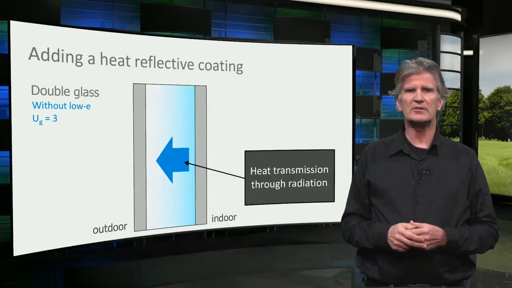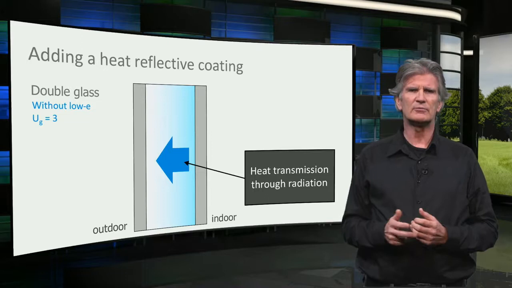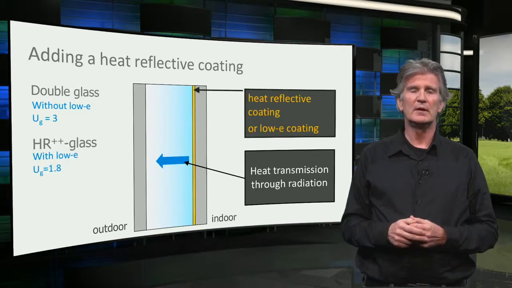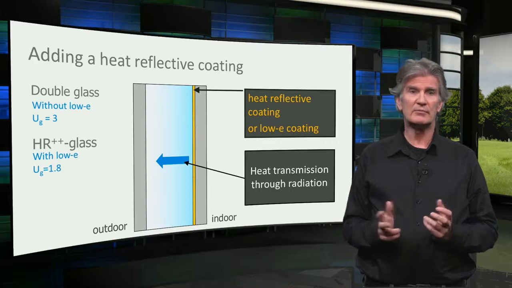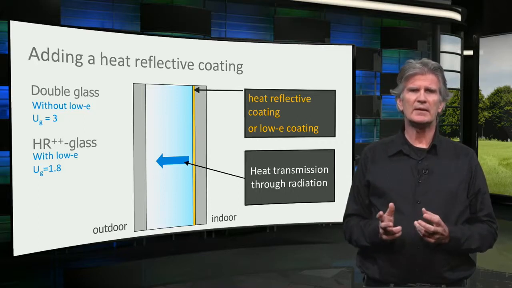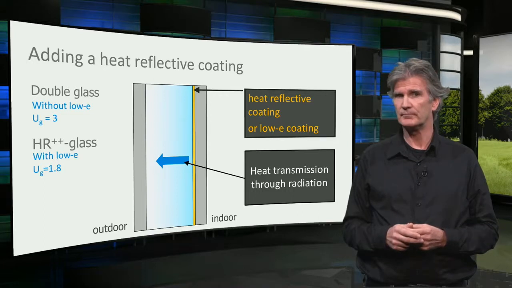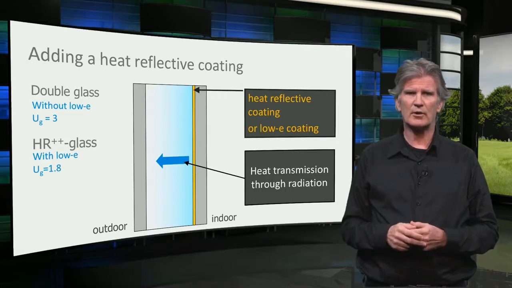The second technology is to apply a so-called low E coating, which reflects the infrared radiation and reduces the heat transmission through the cavity. This coating is a very thin, invisible layer of just a few molecules of metal. By adding this coating, the U value of double glazing can be reduced from 3 to 1.8. Glass with this type of coating is called HR++ glass.